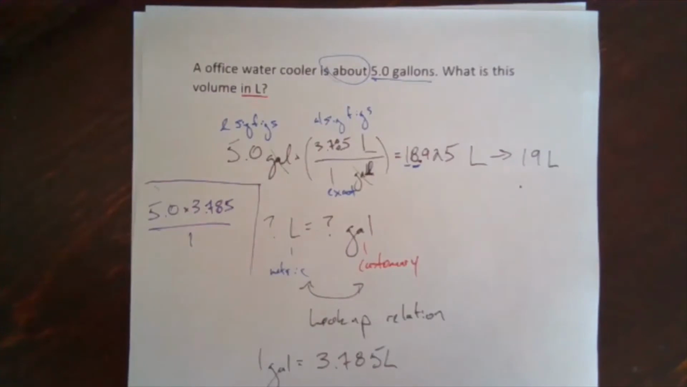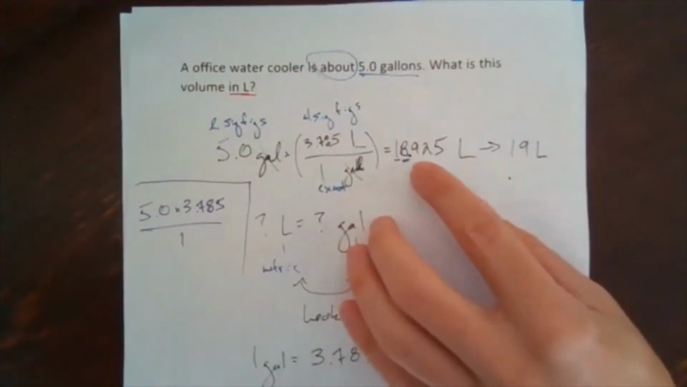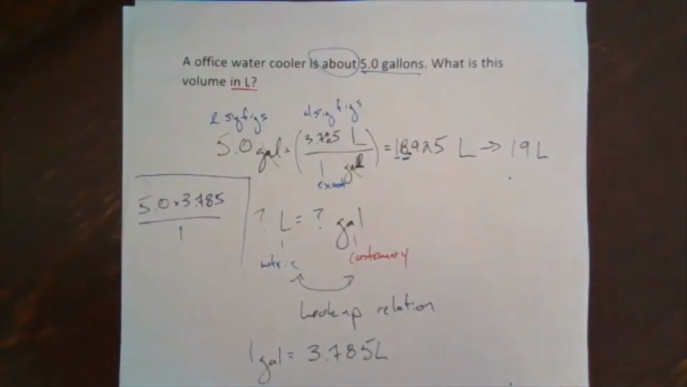So the volume of this water cooler is about 5 gallons or about 19 liters. Again, we want to round to represent that. It's kind of silly to say about 18.925. That is a lot of information to have the word about in front of it. That doesn't really feel like that much of an estimation.